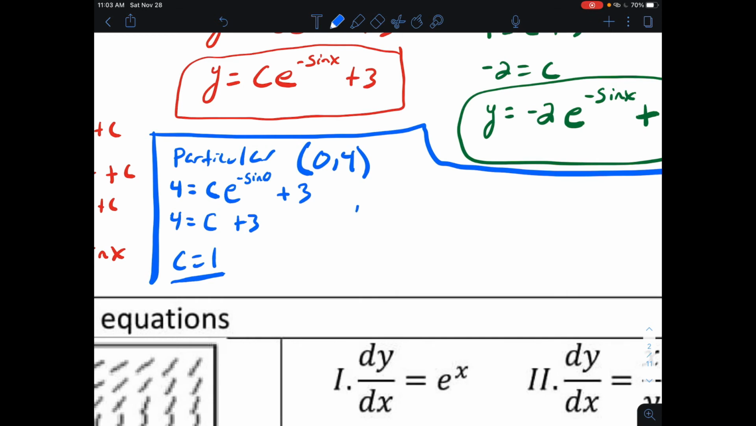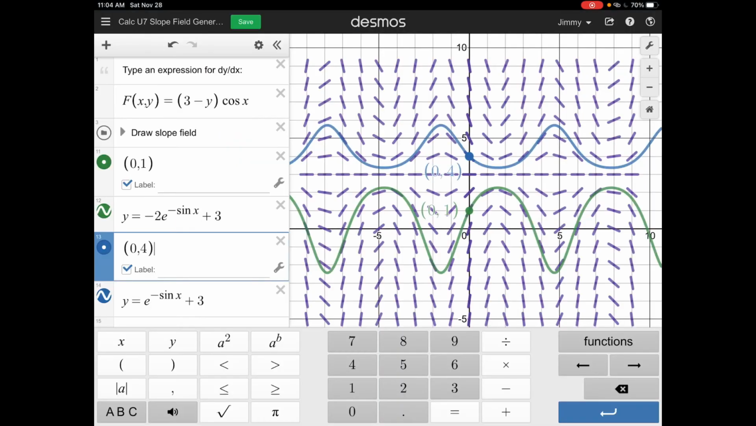So our particular solution that'll pass through that point, 0, 4, is going to be y is equal to 1 times e to the negative sine of x power plus 3. All right, and so we put that same graph on our slope field, along with that point, the initial condition 0, 4, and we look here at Desmos, and we see how the general behavior of the curve in blue passes through the initial condition 0, 4 and matches the general behavior based on the differential equation.